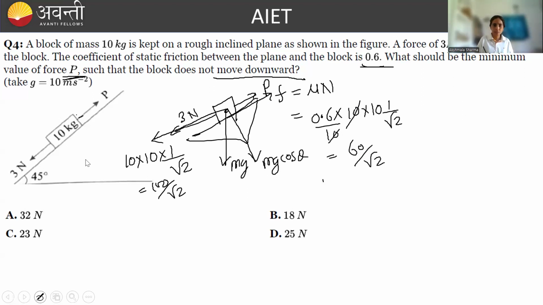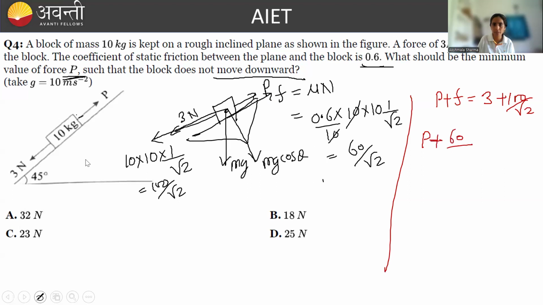Now let's equate the forces upward and downward along the plane, because we have to keep the system in equilibrium. So you will write here P plus F is equal to 3 Newton plus the component of gravity, that is 100/√2. So what will you write for P plus F? F is 60/√2, equal to 3 plus 100/√2. Okay, so this is going to be the case.